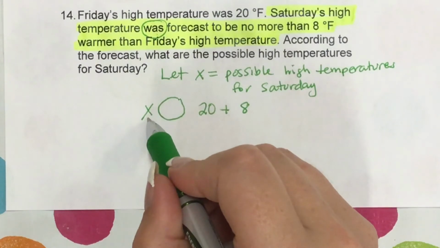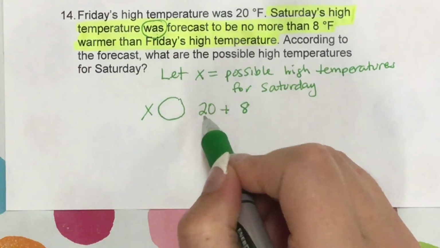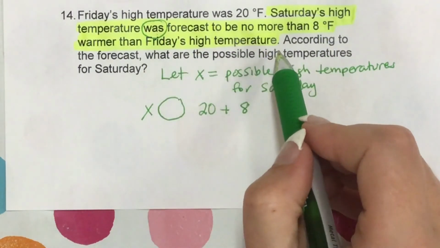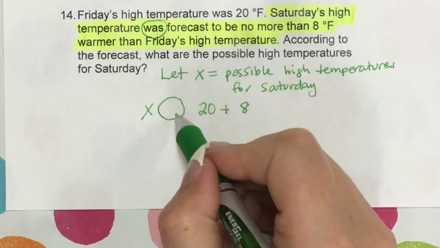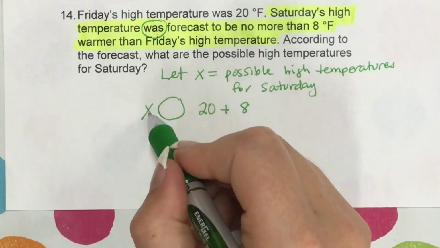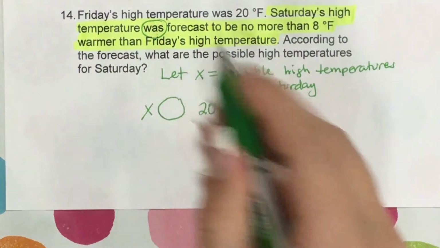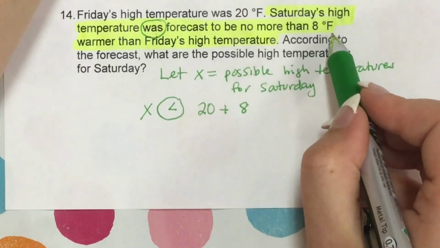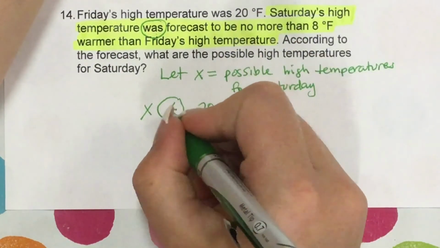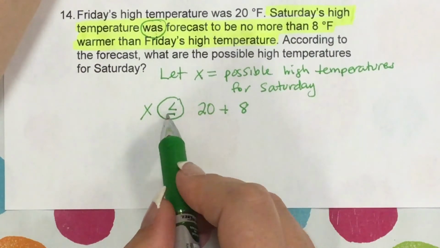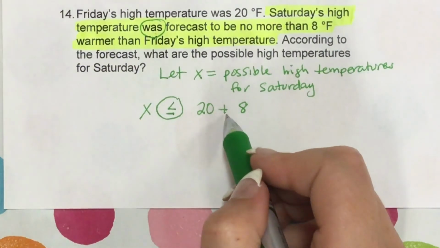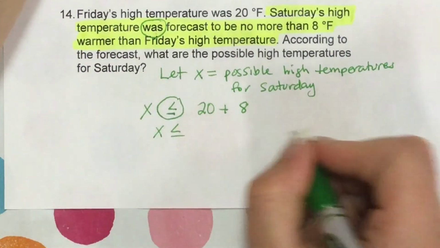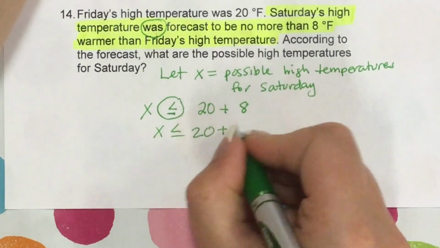Now this is Saturday. Now Saturday can be, it says no more than 8 degrees warmer than. So that means that this has to be less than this. Now can it equal it? No more than. So it can equal. So this would be x is less than or equal to 20 plus 8. That's how we would set up that inequality. So x is less than or equal to 20 plus 8.